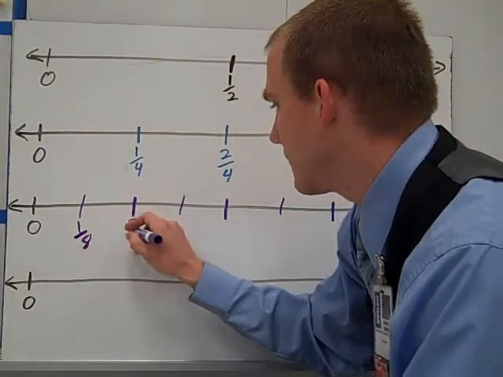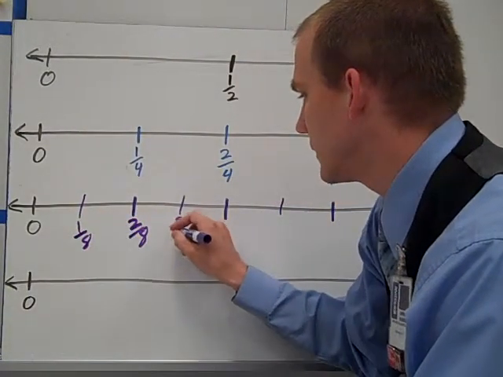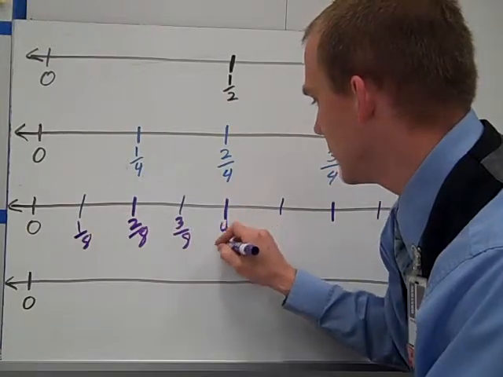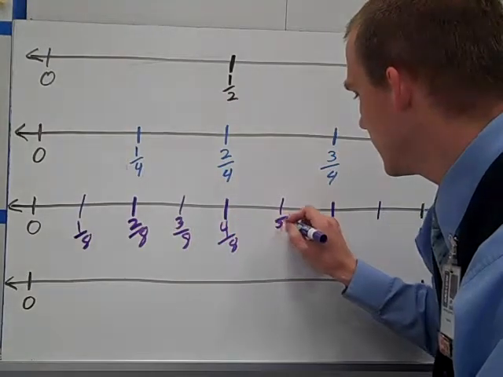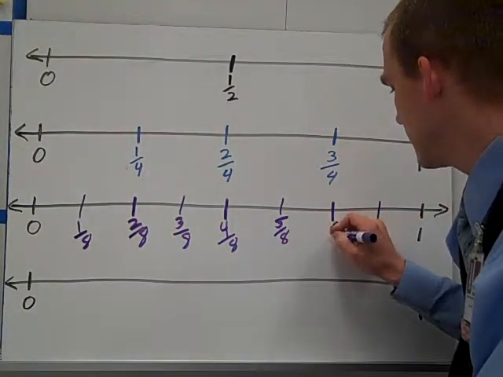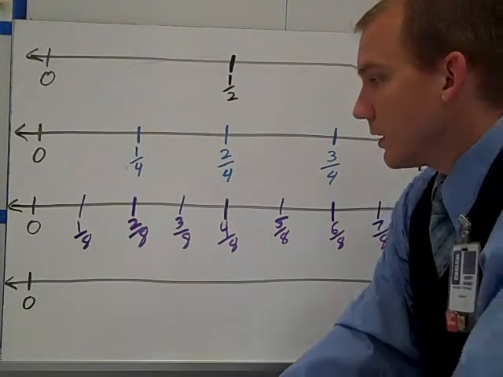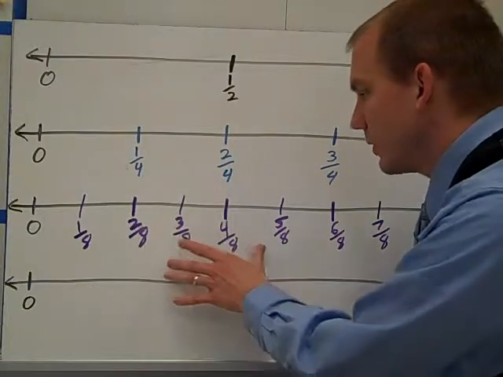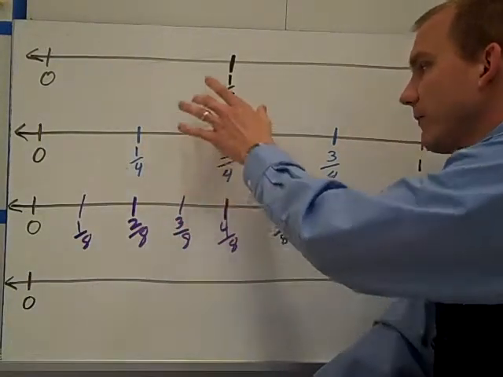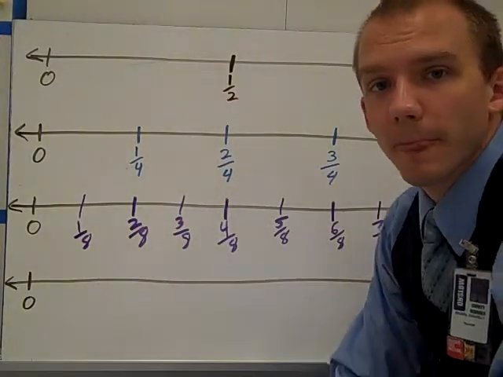1/8, 2/8, 3/8, 4/8, 5/8, 6/8, 7/8. Go ahead and pause, see if you can identify all the equivalent fractions between eighths, fourths, and halves.